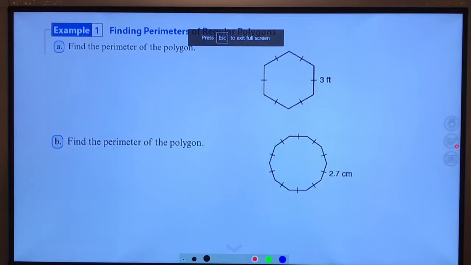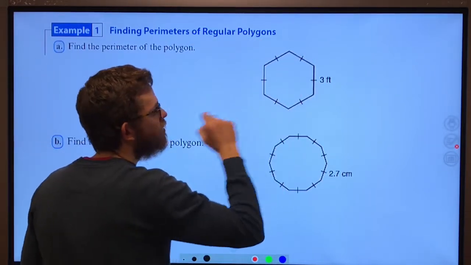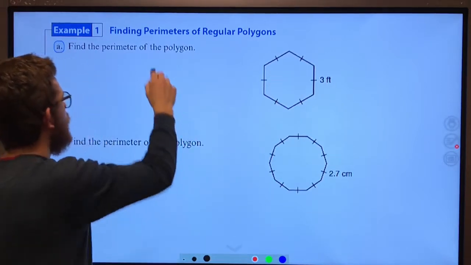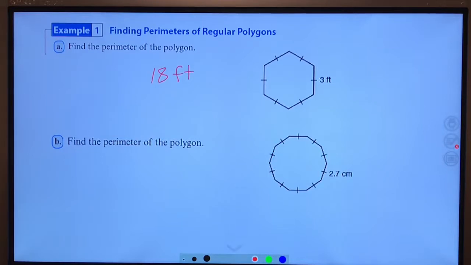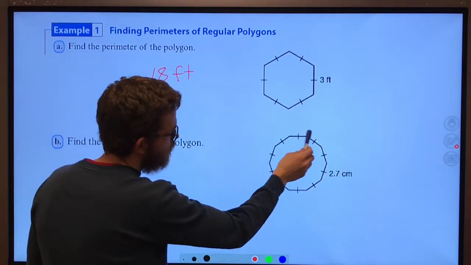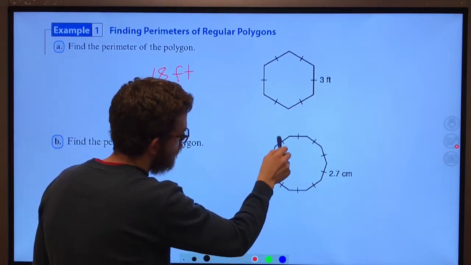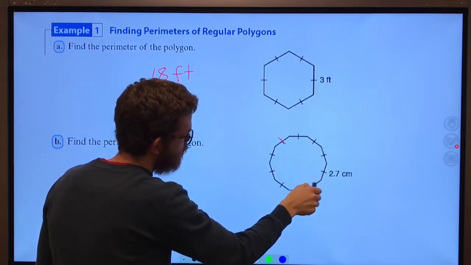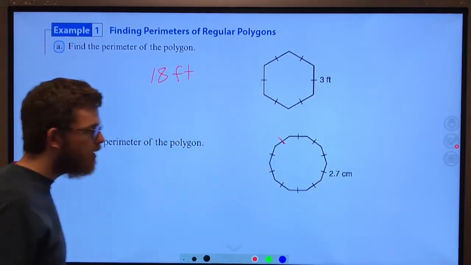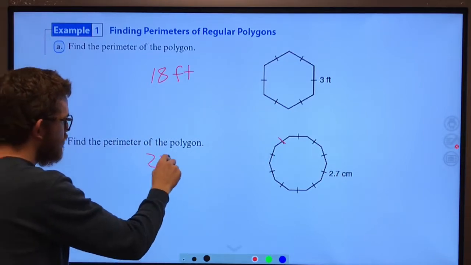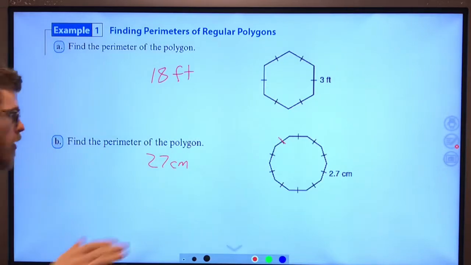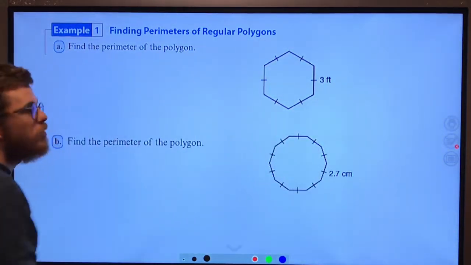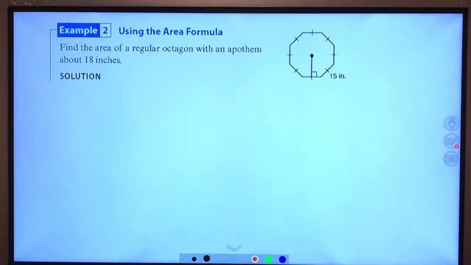Let's take a look at perimeter. Find the perimeter of the polygon. Well, it's a 1, 2, 3, 4, 5, 6-sided polygon. One side is 3 feet, so of course this is 18 feet. Here, this polygon is 1, 2, 3, 4, 5, 6, 7, 8, 9, 10-sided. One side's 2.7 centimeters, so this is going to be a 27-centimeter perimeter. All right, perimeter of a regular polygon, super simple because all the side lengths are the same.